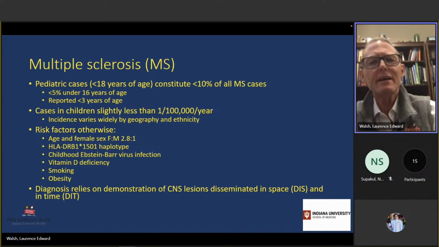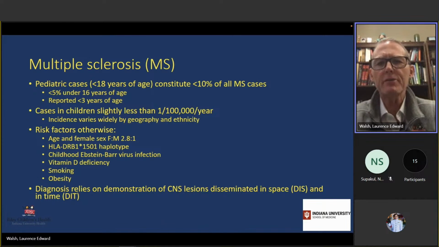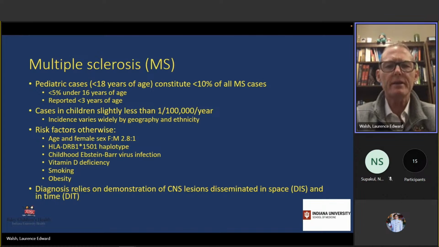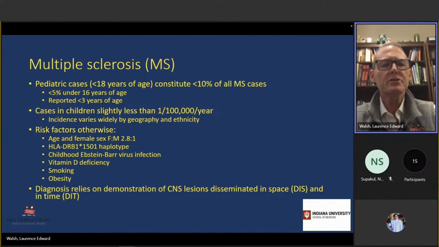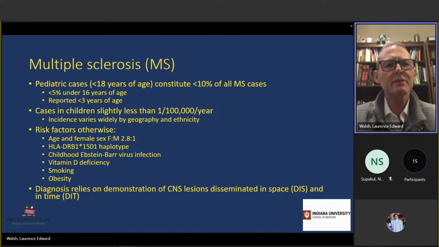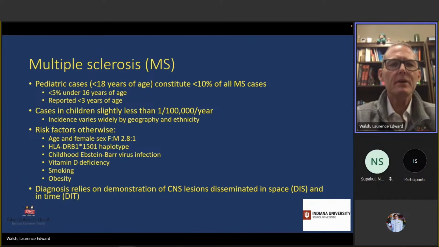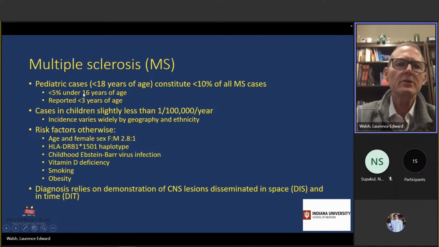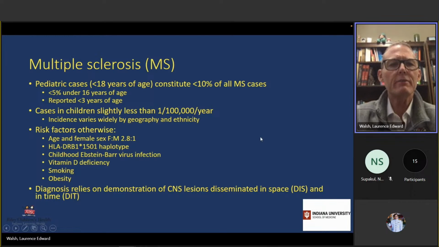So last, Dr. Wu started with MS, and I'm going to finish with MS. It's just what we have talked about the longest, certainly, and maybe in some ways understand the least about. Pediatric cases, again, are a minority of MS cases overall. And once you get down to the early part of puberty and below, it's less than 5%. So a lot of the older teenagers are overrepresented. It has been reported in 2-year-olds, however.